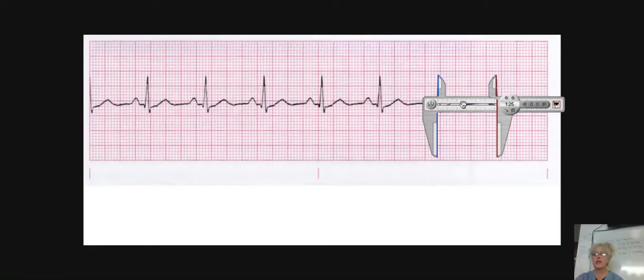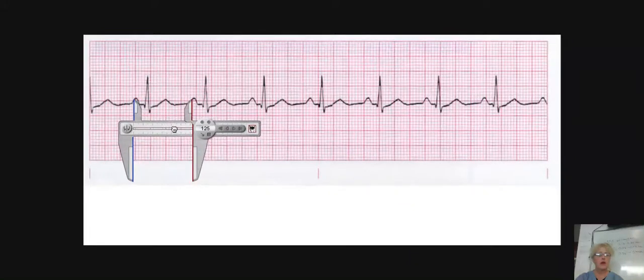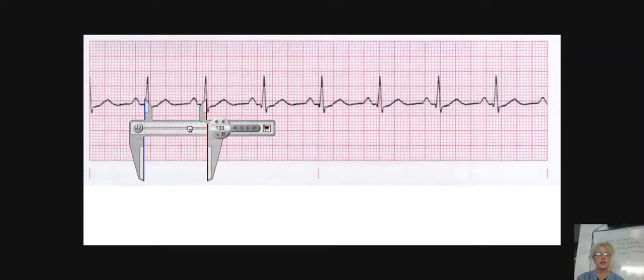Let's look at P to P's now, shall we? So let's take our calipers and go from the peak of the P to the peak of the P. So I'm measuring from what? From the very apex of the P's. Now, not everybody does that. For me, it's too confusing because some people will say, well, where the P starts to decline. No, that's just too confusing. Go to the peaks. It's much easier, and it all makes sense, and it all measures out the same. So from the peak of the P's, we're going to measure the distance.